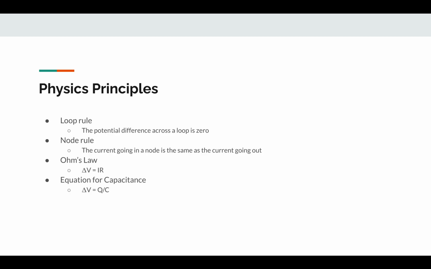So the first of the physics principles is the loop rule. This means that the potential difference across a loop is zero, and that's for any loop found within a circuit. So it doesn't just have to be that a series would have one loop, right? But if you have a parallel circuit, you can have multiple loops inside of it, and all of those have to be equal to zero.